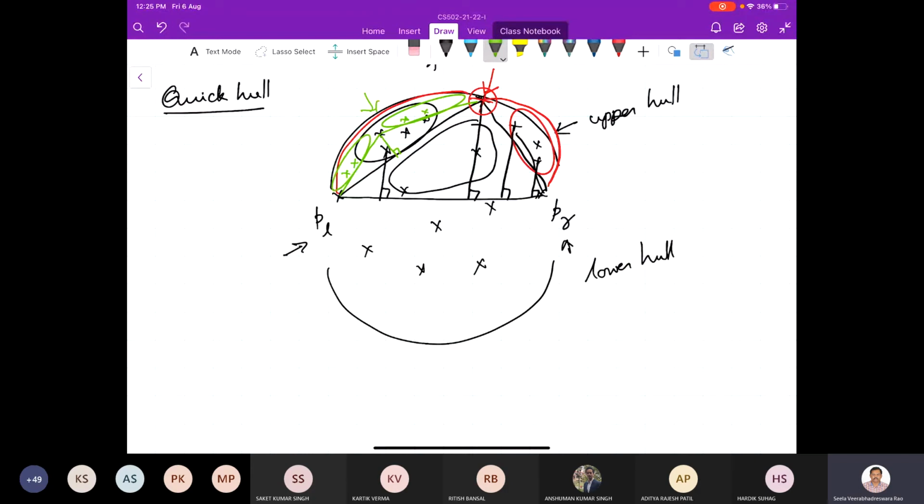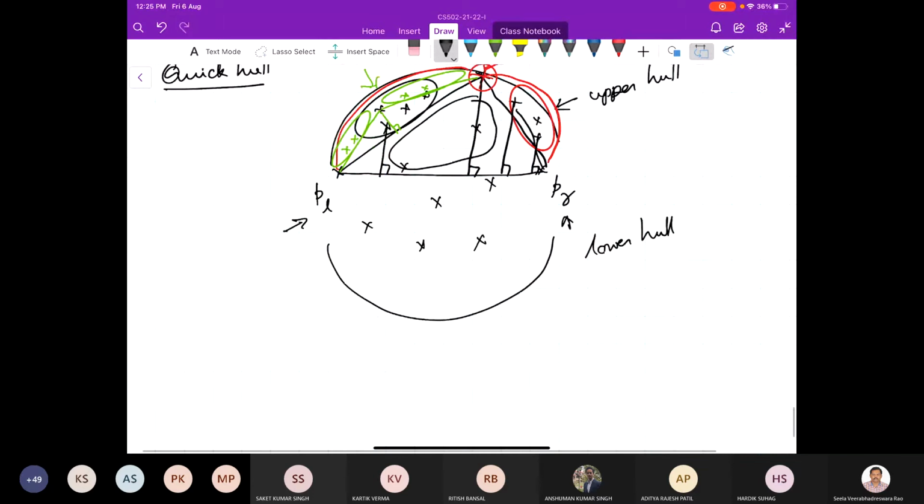So you recursively do it for finding the upper hull. The same procedure is followed for the lower hull also. Is this clear to everyone? Any questions?